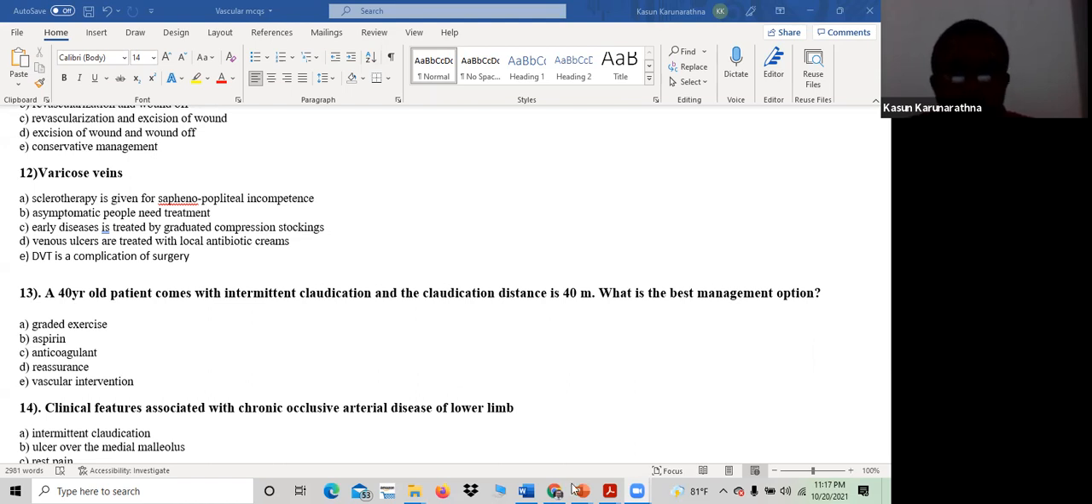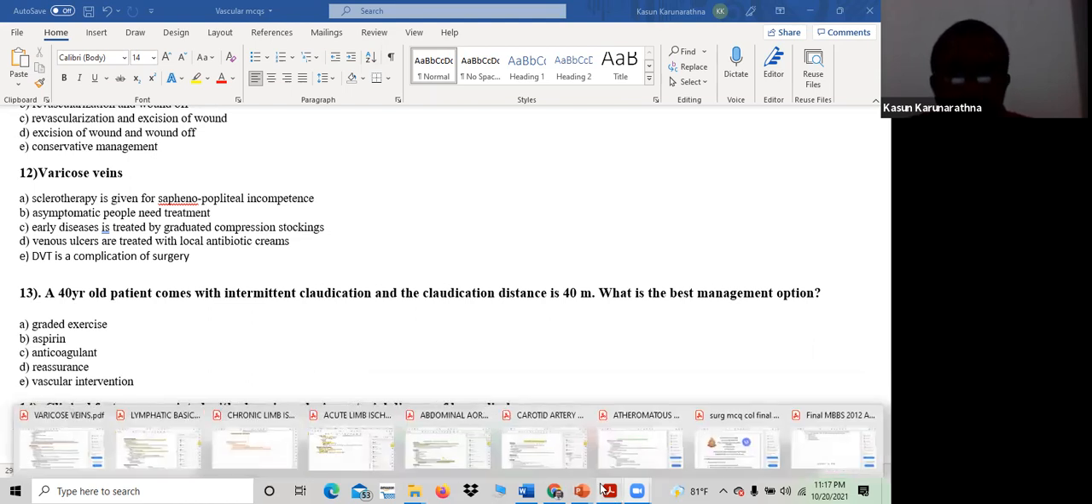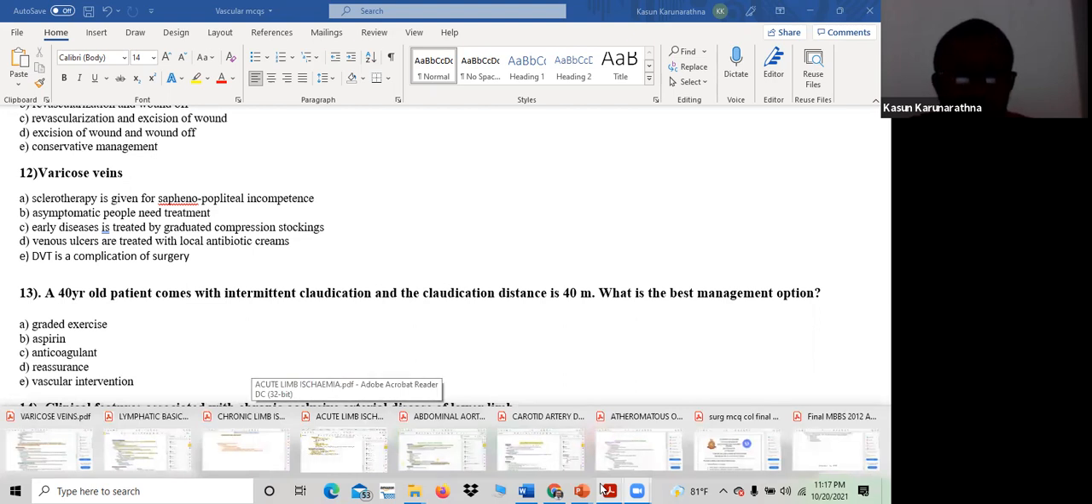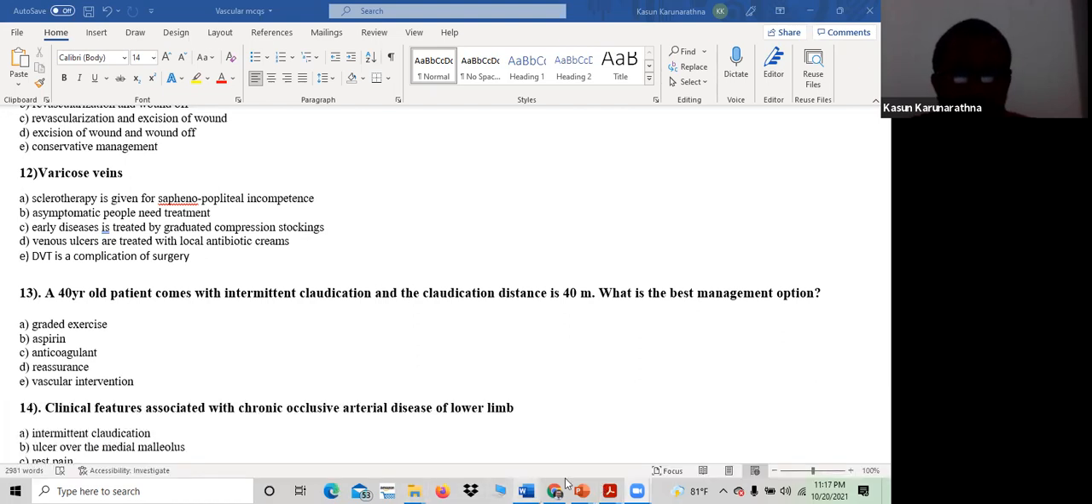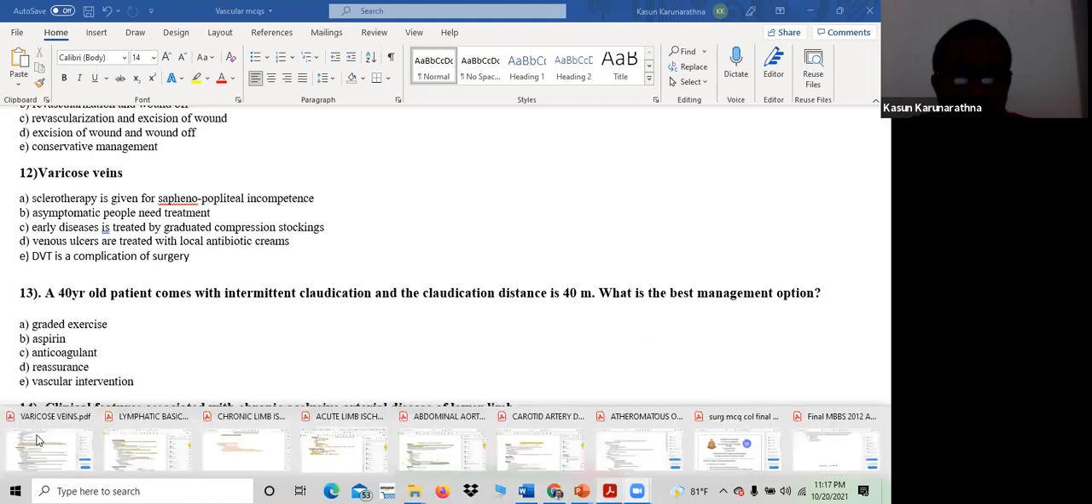Right. We'll just quickly run through the theory part. Then we'll come to a question that will be easy for the majority to know. Yes, varicose veins.